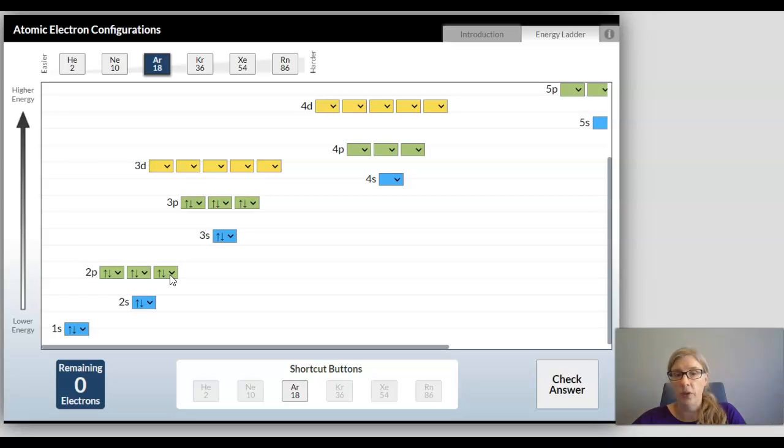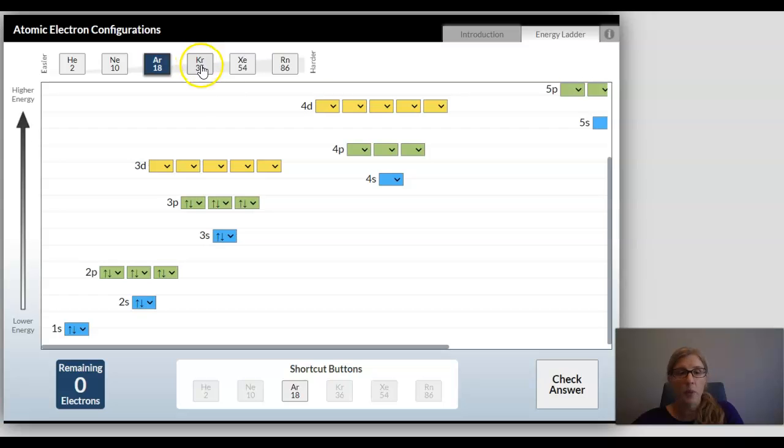Once the 2nd energy level is full, we move on to the 3rd energy level. The 3rd energy level has sublevels S, P, and D. The lowest in energy being 3s, has 1 orbital, 2 electrons. Then 3p can fill with 6 electrons. And that gets us to our 18 electrons of argon.